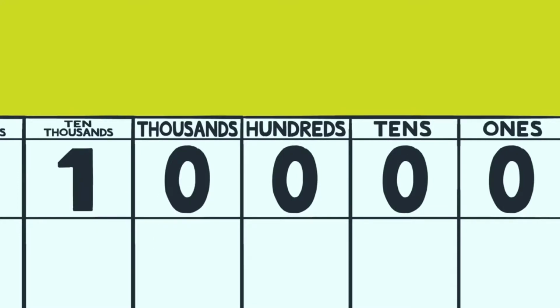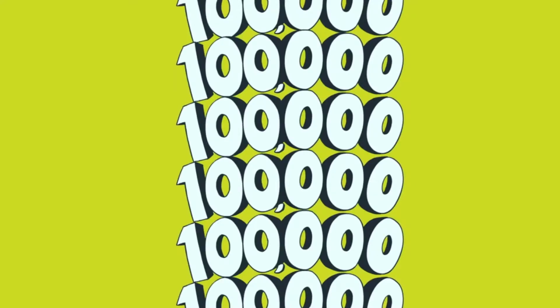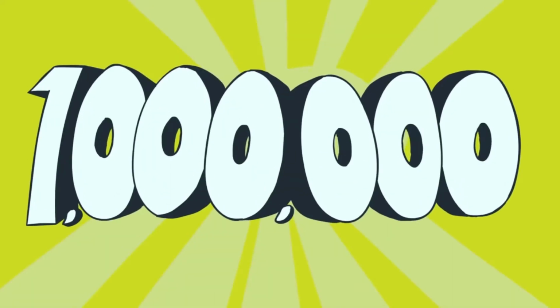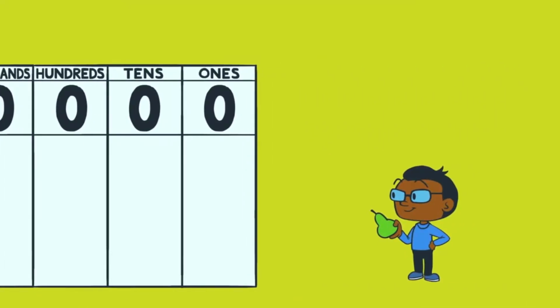10 groups of 1,000 equal 10,000. 10 10,000 make 100,000. And 10 of those make 1,000,000. And the pattern has no end.